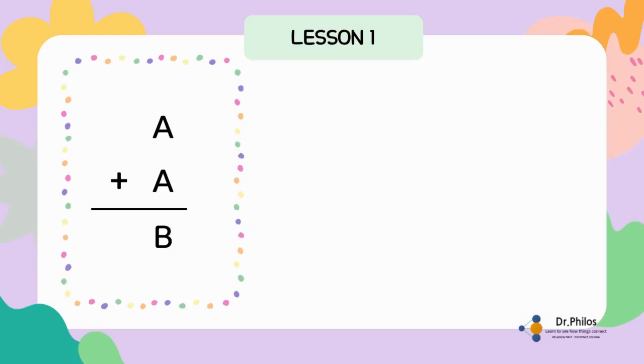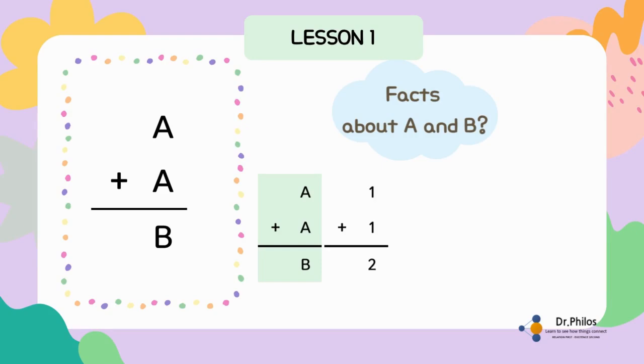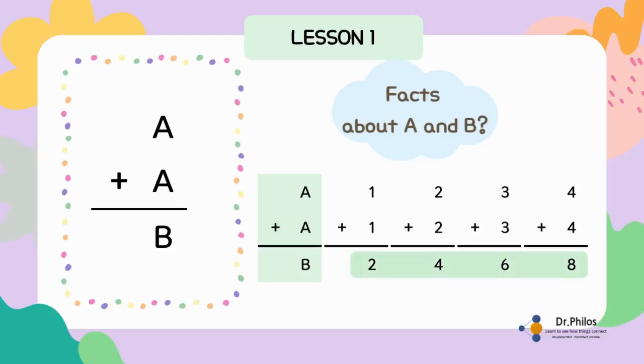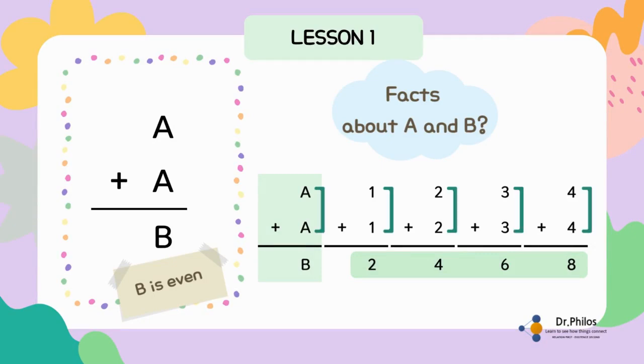Let's look at the problem again. Are there any facts we can figure out about A and B from A plus A equals B? I don't see anything. Let me write down the numbers for A and B that you mentioned. Looking at this, is there anything you can tell about B? B is an even number. What makes you say that B is an even number? Because it is the sum of two same numbers.